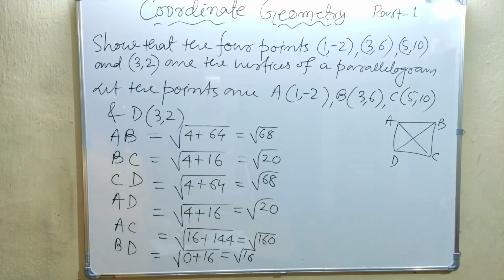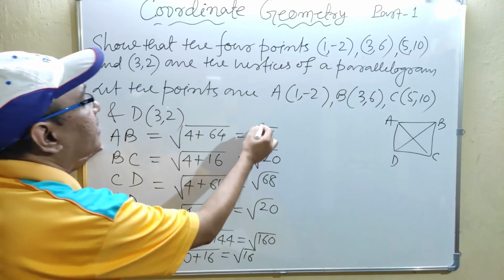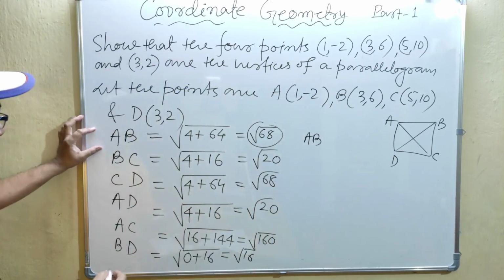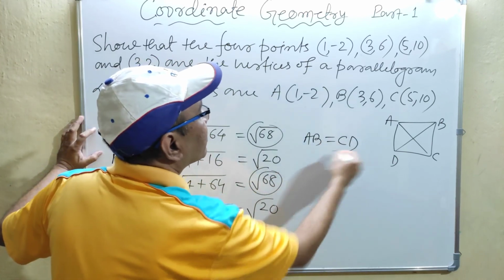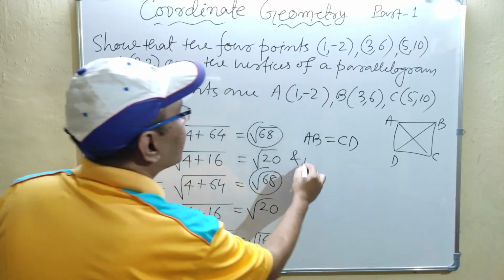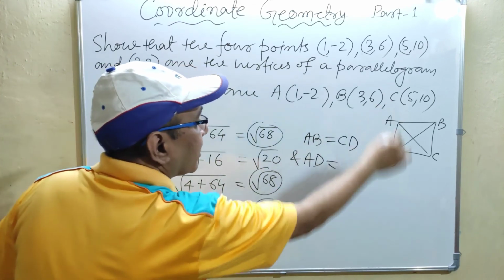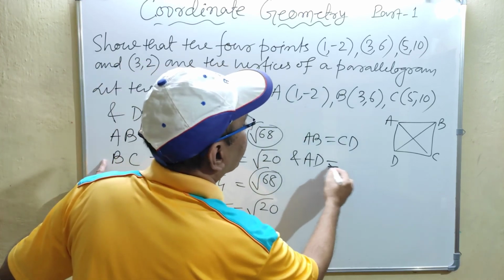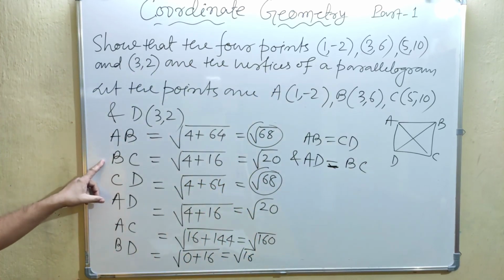Now see AB. How much is AB, and below, how much is DC or CD? So you can say AB is equal to CD. And on this side AD, how much is it? AD is root 20, and that side CB is also root 20. So you can say AD is equal to BC, opposite sides are equal.